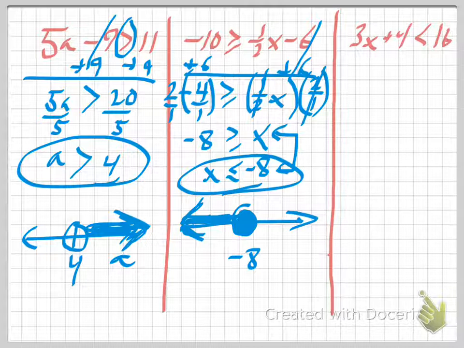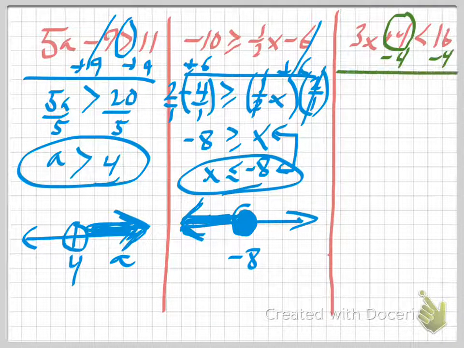All right, welcome back. I'm going to go ahead and switch colors just to remind you that this should have been done on your own. Okay, and what we're going to do first, SADMAP tells us to get rid of this positive 4, and I do that by subtracting 4 on both sides. Okay, go ahead and do that. This works out nicely. Plus 4, negative 4 cancels and leaves me with just 3x. This time my inequality is less than, and 16 minus 4 gives me 12.